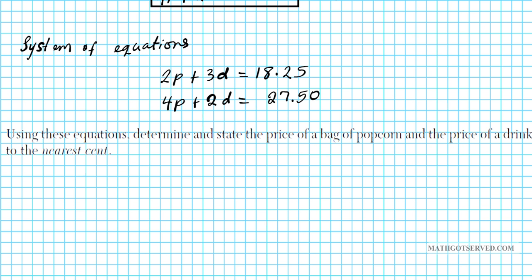All right, so the B part says, using these equations, determine and state the price of a bag of popcorn and the price of a drink. So we're looking for the unit price. We're to find P and D. All right, so that's what we're going to do. We can do this by elimination.